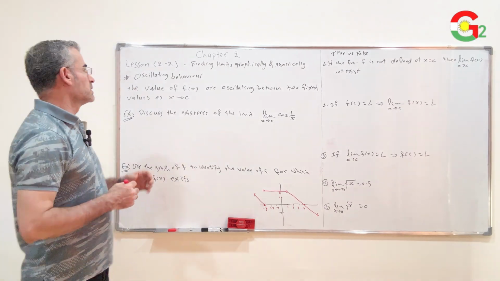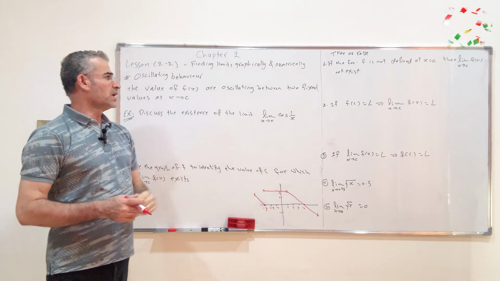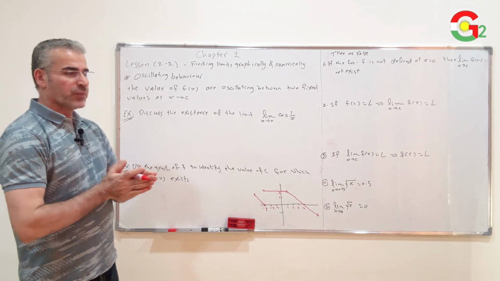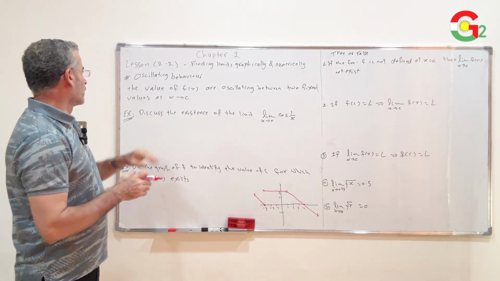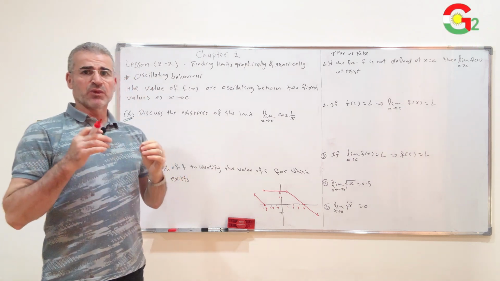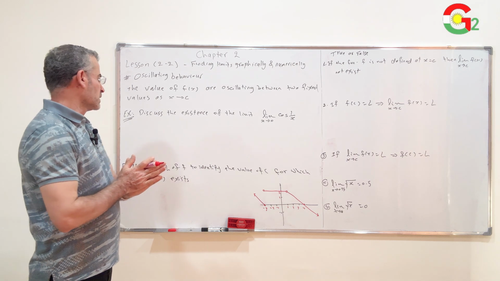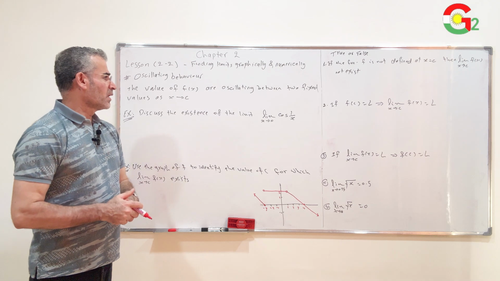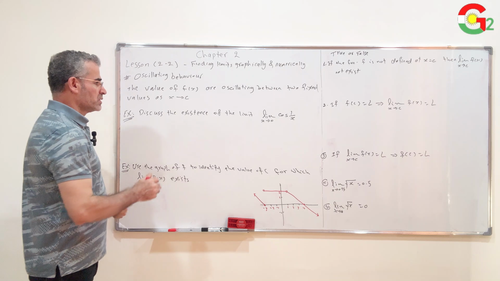Another headline in this lesson: oscillating behavior. If the values of f of x are oscillating between two fixed values as x approach to c, then the limit does not exist for this function. Discuss the existence of the limit of cosine 1 over x when x approach to 0.